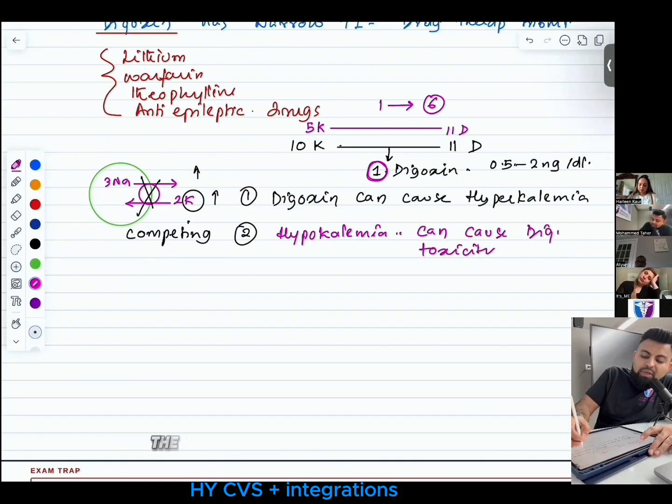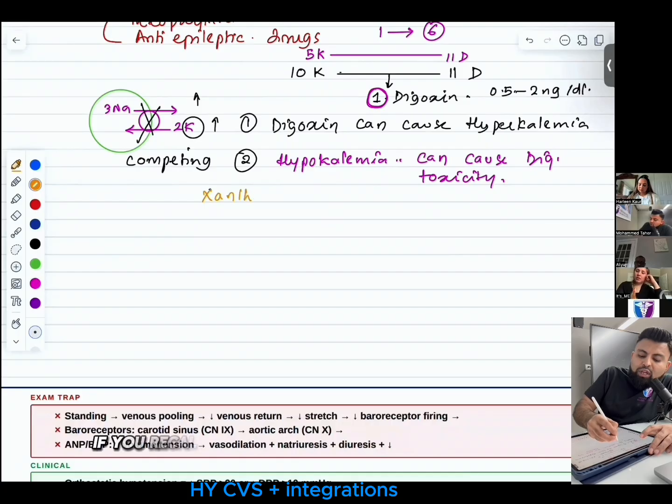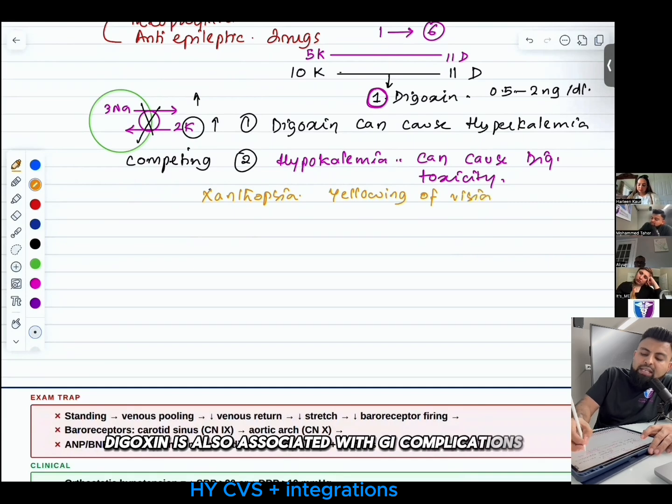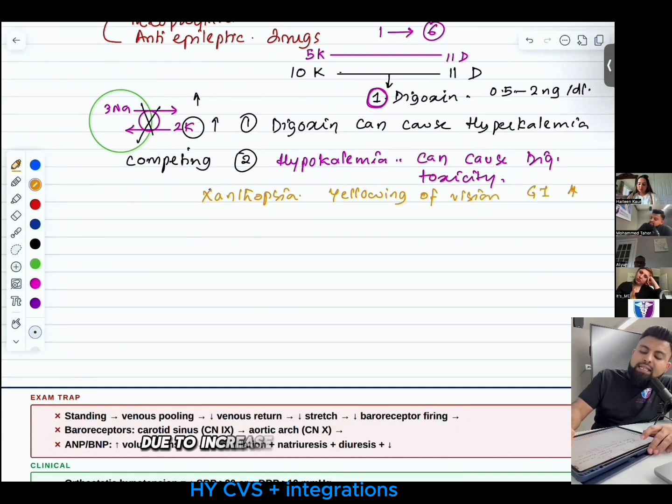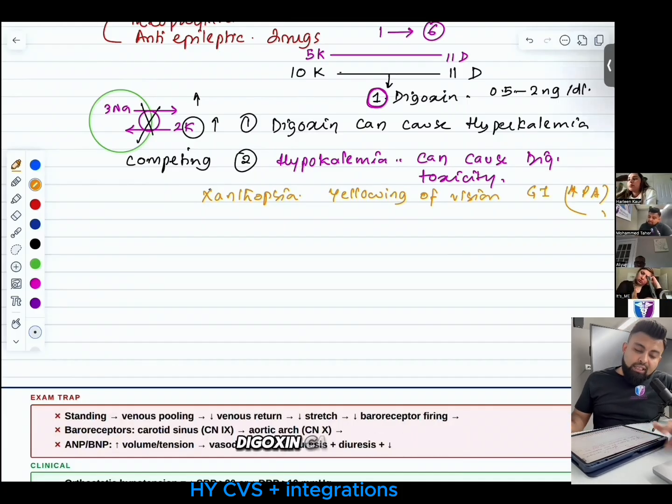The other thing to remember is the adverse effects of digoxin toxicity. One, digoxin is associated with xanthopsia, which is yellowing of the vision. Digoxin is also associated with GI complications due to an increase in parasympathetic drive. This can increase GI motility, causing diarrhea, vomiting, and nausea. But it can also cause various types of heart blocks.